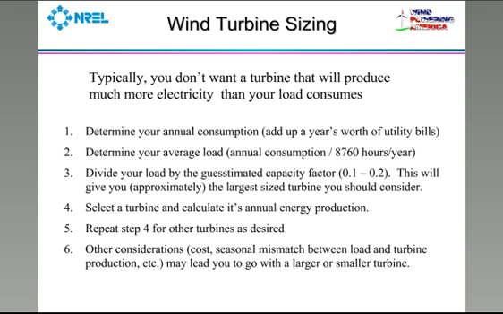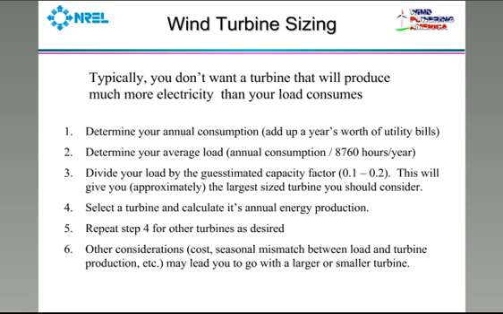Then all you do is you divide your average load by a guesstimated capacity factor. For most people, it's probably just 0.1. If the site's in a really windy area, high class 2, class 3, you may use 0.2. The exact number is not that important. It's just to give you kind of a starting point. You do that division, and that'll give you approximately the largest size turbine you should consider.